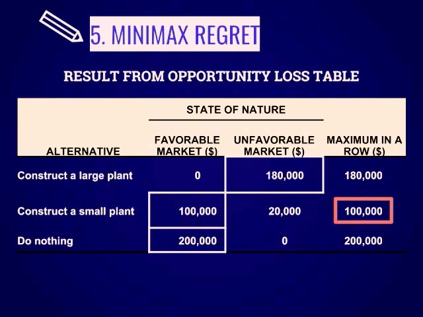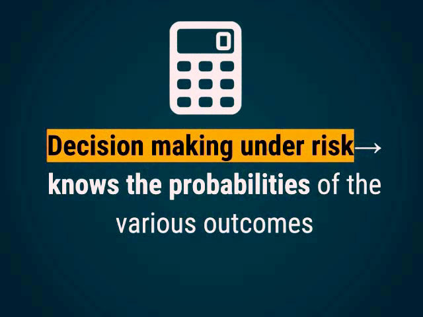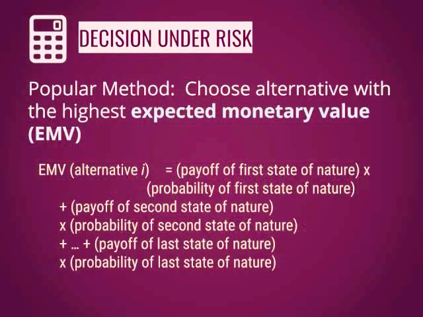The last type of decision-making environment is decision-making under risk. Here, the decision maker knows the probabilities of the various outcomes. One popular method used is to choose an alternative with the highest expected monetary value or EMV. The formula for EMV is shown on the screen.